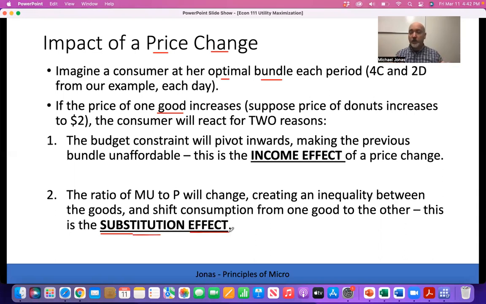So the combination of those two, I can't afford to buy what I used to buy, and I'm going to reshuffle my optimal bundle. The total change in consumption is going to be the movement along the demand curve, which again, we're quite familiar with, but now we can see it again, decomposed within that budget constraint framework.